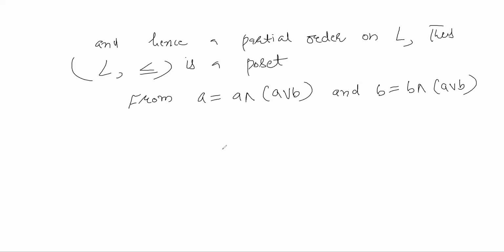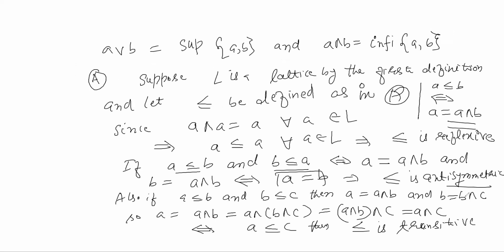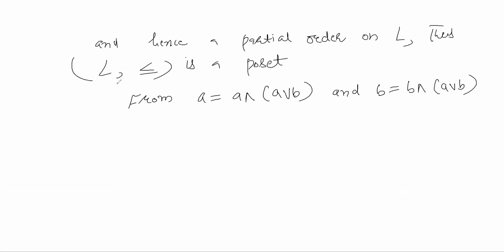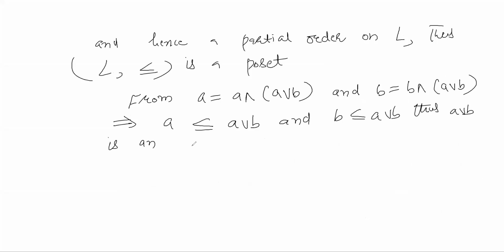So if you see the definition of this relation, you can conclude that A is less than or equal to A join B and B is less than or equal to A join B. So this means A join B is an upper bound of A and B.